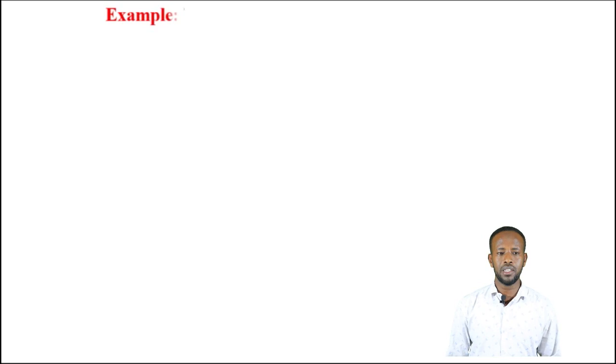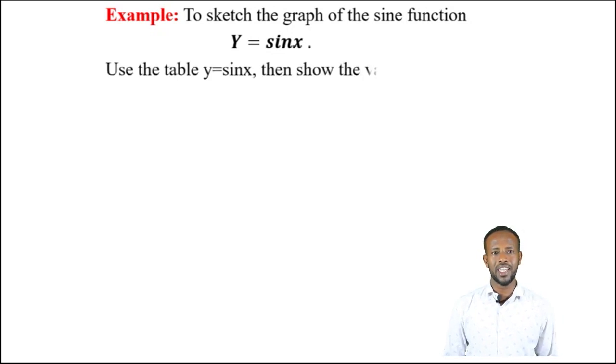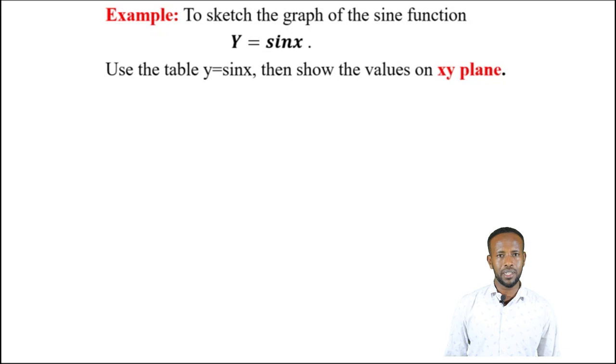Now let us see the first function graph. To sketch the graph of a sine function, we will see this example in order to understand how to sketch, and next we will do one together. We want to sketch the graph of y equals sine x. So use the table y equals sine x, then show the values on the xy plane. That is all. We will take x values, calculate y values, and then put what we get from this table on the xy plane.